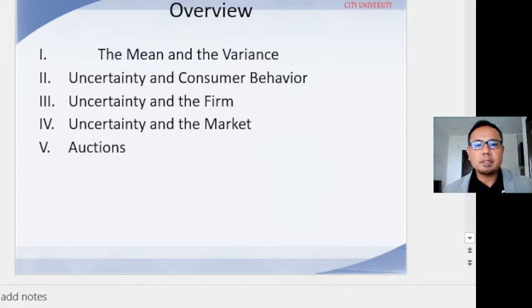For that purpose, we will try to overview a few of these subsections of this chapter: the mean and the variance, uncertainty and consumer behavior, uncertainty and the firm, uncertainty and the market, and last but not least of this section, auctions.